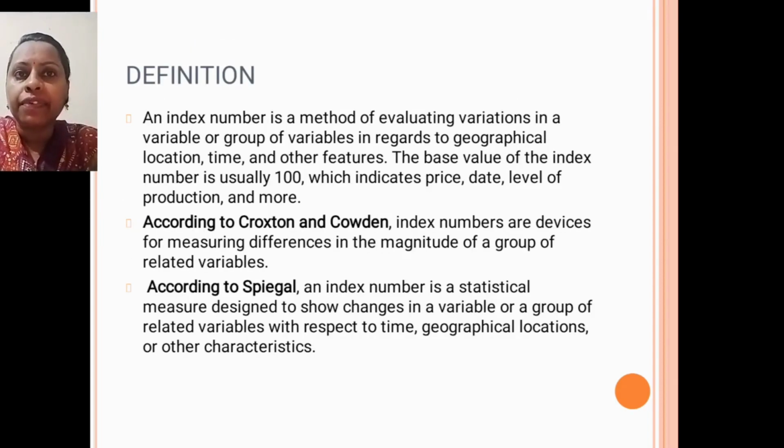Here are some definitions of index numbers. According to Croxton and Cowden, index numbers are devices for measuring differences in the magnitude of a group of related variables. According to Speigel, an index number is a statistical measure designed to show changes in a variable or a group of related variables with respect to time, geographical locations, and other characteristics.